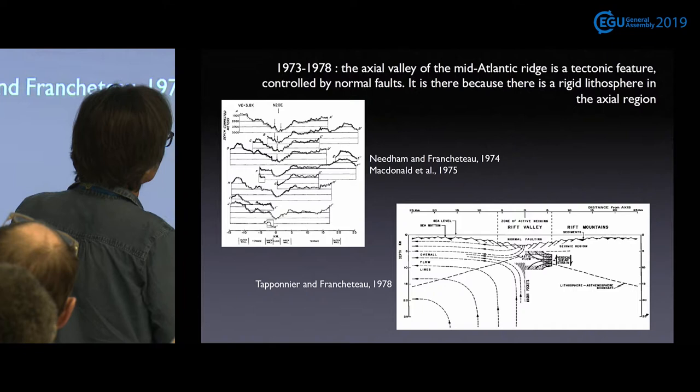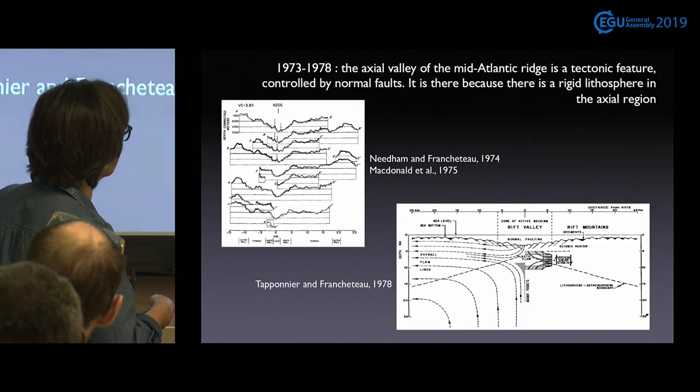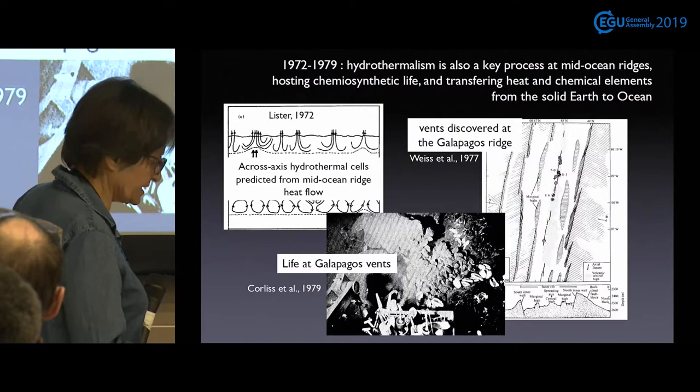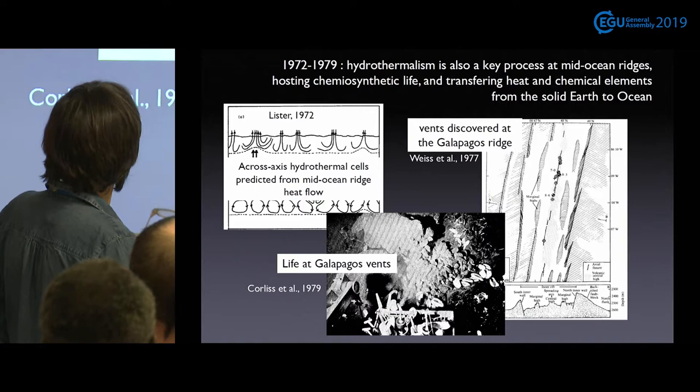And that was an early model, it would be very much different now, but that was the discovery that you also had to take into account tectonics if you wanted to describe the processes at mid-oceanic ridges. And then, of course, the third basic first-order process at mid-oceanic ridges is hydrothermalism, and it was discovered also before the end of the 70s.